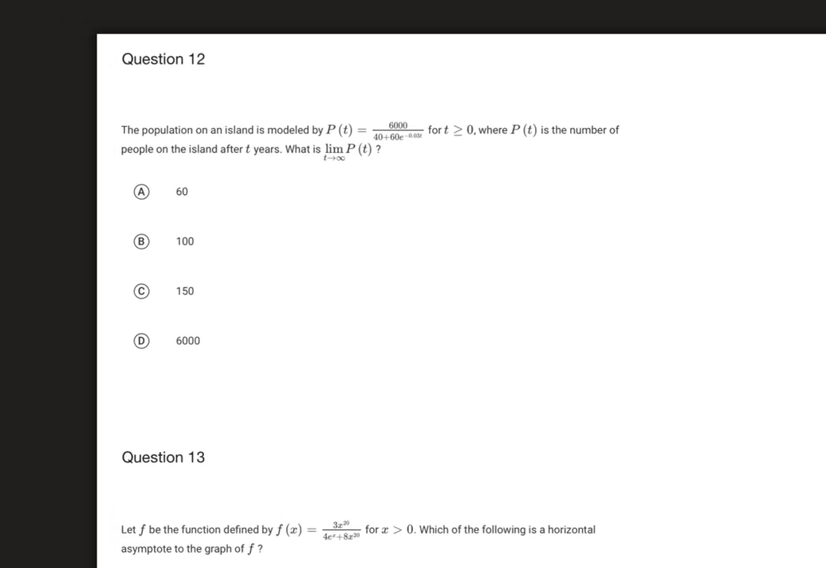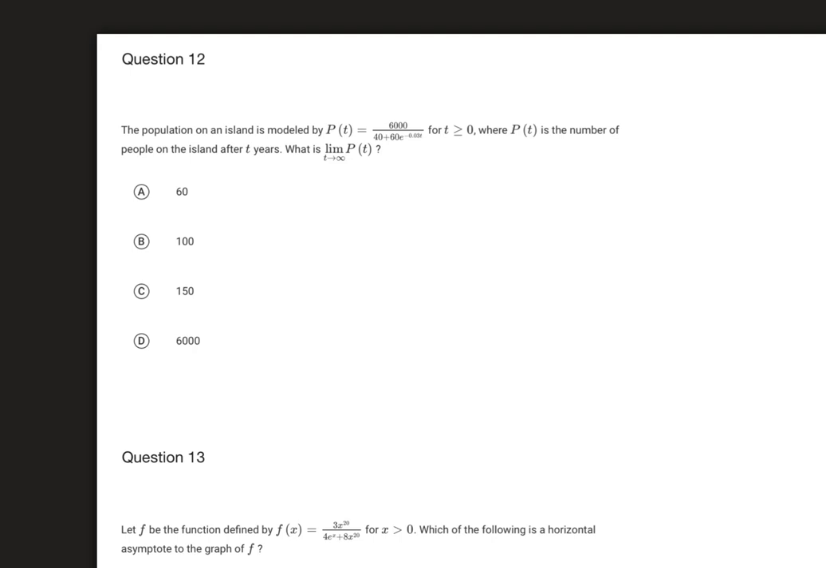Okay, next one. So this is one that has context. They say the population on an island is modeled by P of t equals 6,000 over 40 plus 60 e to the negative 0.03 t, where t is greater than or equal to 0, where P of t is the number of people on the island after t years. What's the limit as t approaches infinity of P of t?